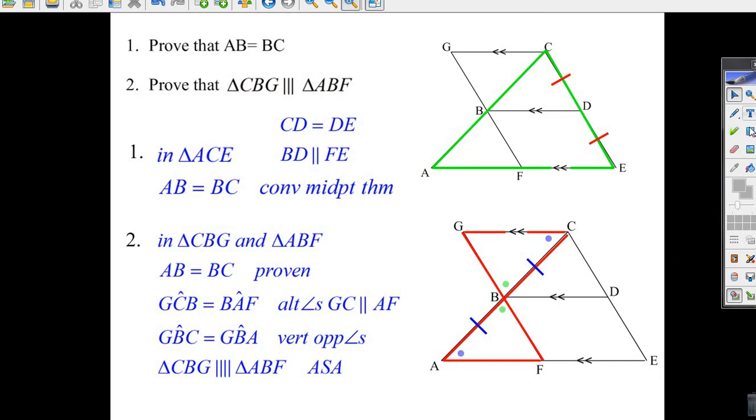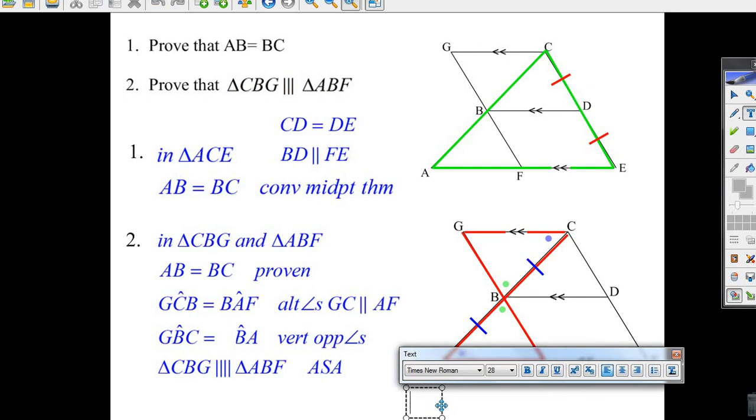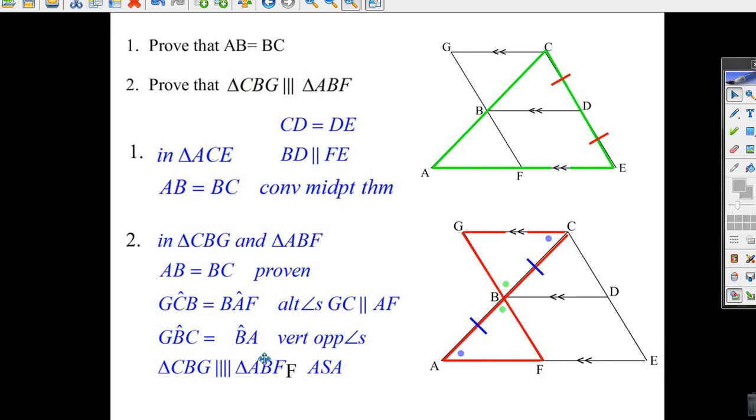Oh, that's just a little mistake there. Let's make it right here. That should be F, shouldn't it? Because I'm talking about this green angle. See how I name it? FBA. That green angle equals this angle, GBC. I'll have it right if I just put an F in there. It's the wrong color, but that doesn't matter. Angle FBA. Those two angles are equal.